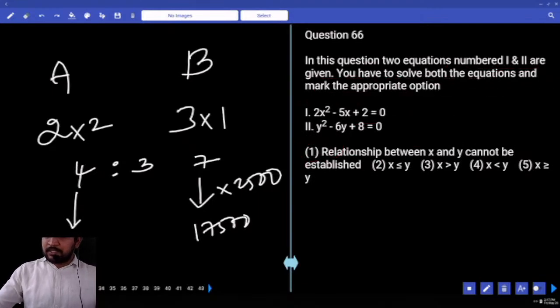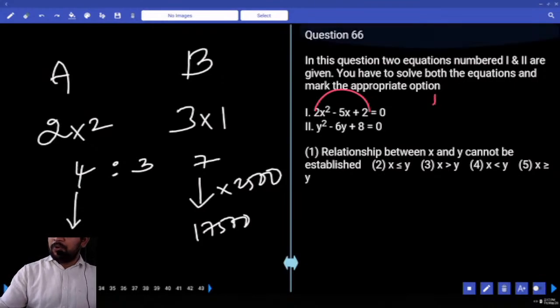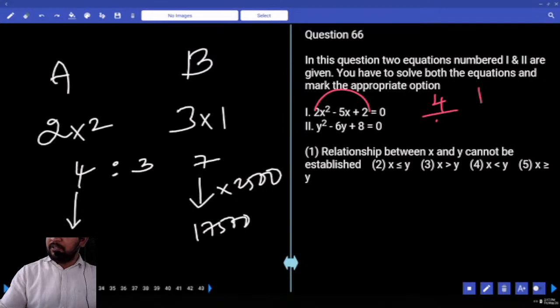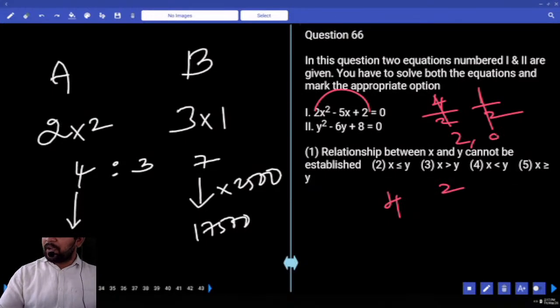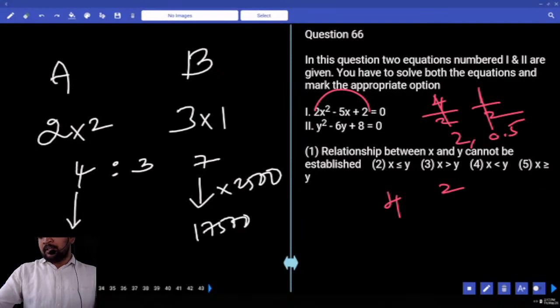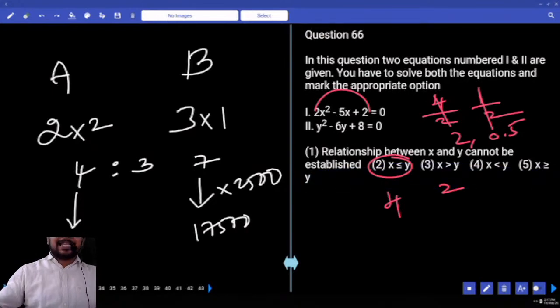Question number 66. Two 2s are 4, 4 1, but divided by 2. So next, 4 2. This is 2 comma 0.05. Are you clear? So which one is greater? Y is greater, but sometimes equal. So your answer is x less than or equal to y. Y is always greater, but sometimes equal.